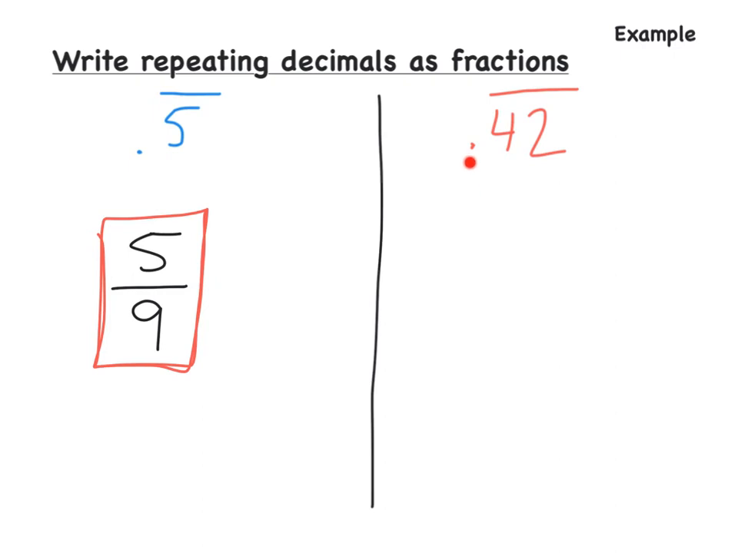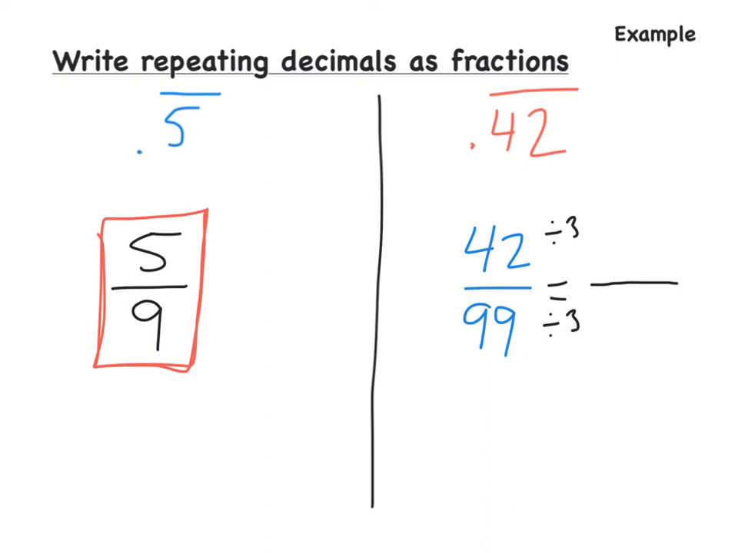So let's look over at the second one. We have 0.42, or 42 hundredths, that is repeating. The 4 and the 2 repeat. So instead of writing 42 over 100, we would write 42 over 99. Now, is this in the simplest terms? No, it is not. So, we would have to find out what is the greatest common factor between 42 and 99. And I believe that it is 3. So, we'll divide the numerator by 3 and the denominator by 3.